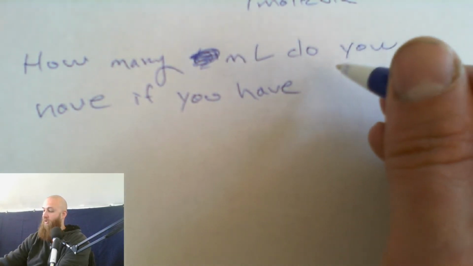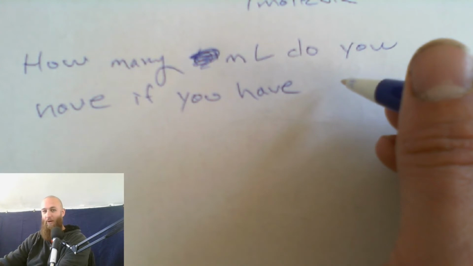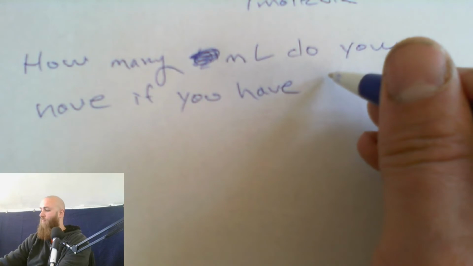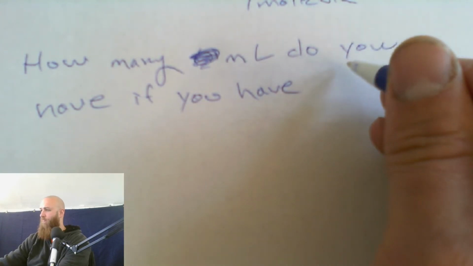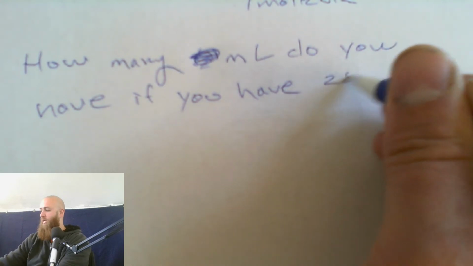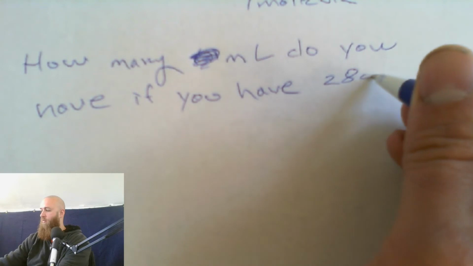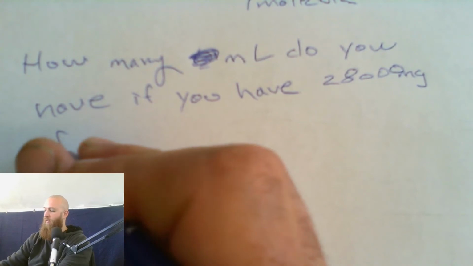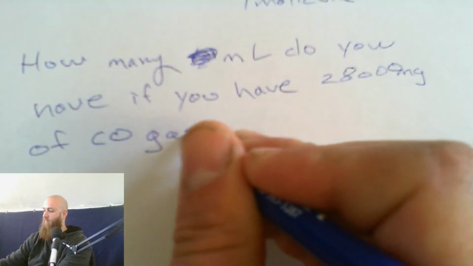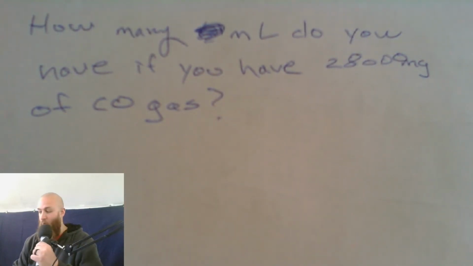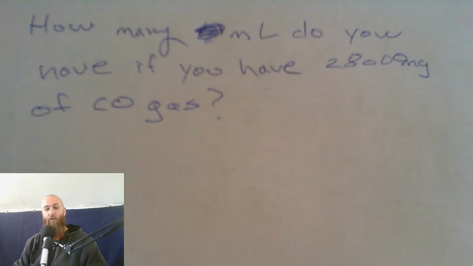How many milliliters do you have if you have, it's worded very immaturely, if you have, let's see, 28,000 milligrams of carbon monoxide gas. All right, so there's the question. You guys can probably, you're not dummies, you can definitely figure this out on your own with a little thought, okay? I know you can do it, but I'll get you rolling here.